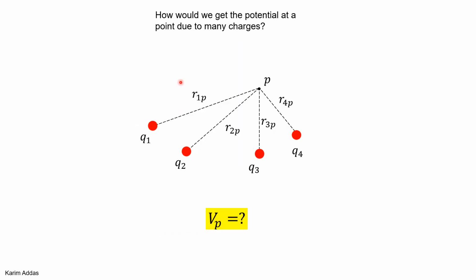Now, we got how to get the potential at a point due to one charge. What if you have many charges in space? How would you get the total potential at point P? This is going to be the subject of the next video, and this will then finalize this long process we've been seeking, how to find the potential for a certain charge distribution.